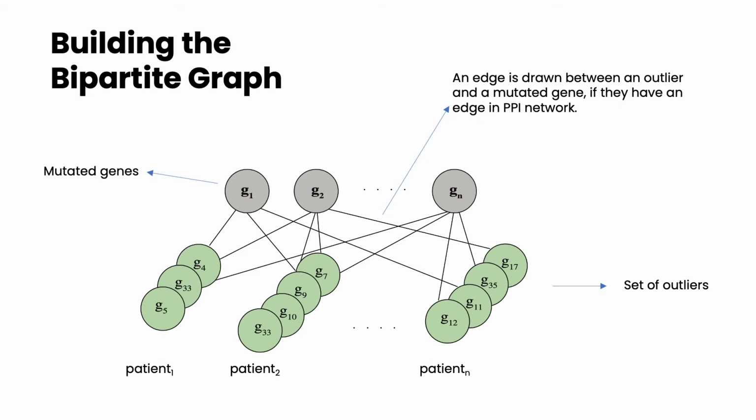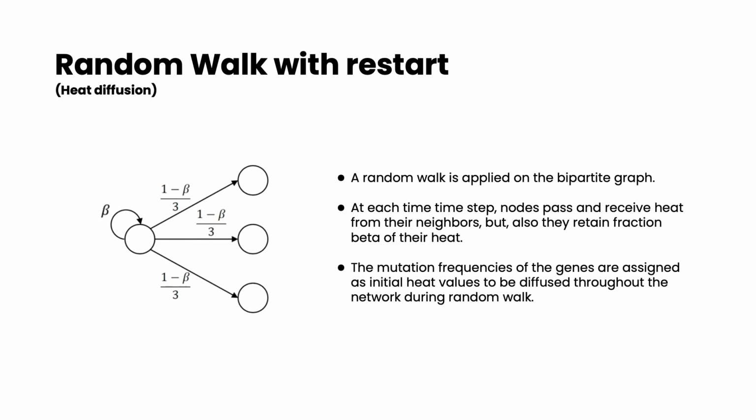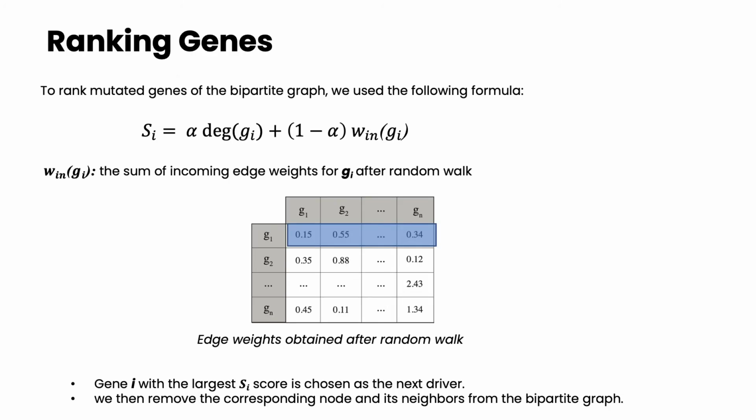To finalize the Betweenness step, a bipartite graph is constructed that consists of mutations in one partition and a set of outliers in the other partition. An edge is drawn between an outlier and the mutated gene if there exists such an edge in the PPI network. Next, a random walk is applied on the bipartite graph with restart probability, and the mutation frequencies of the genes are assigned as initial hit values to be diffused during the random walk. Then, our final step is ranking genes, and to rank mutated genes of the bipartite graph, we are using the following formula.